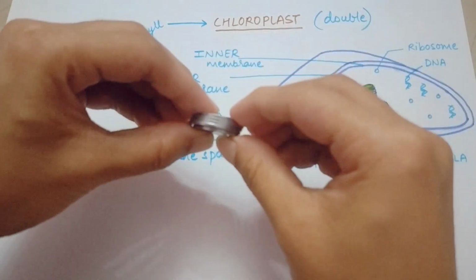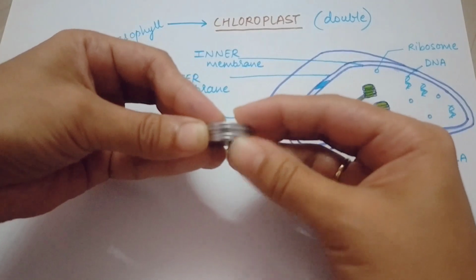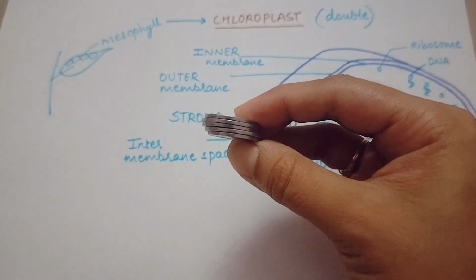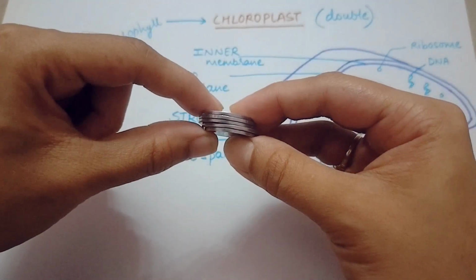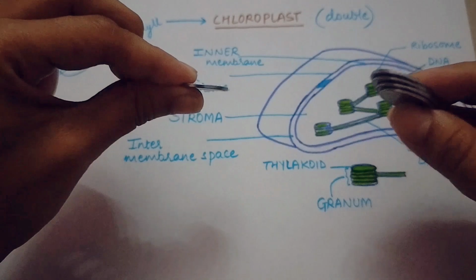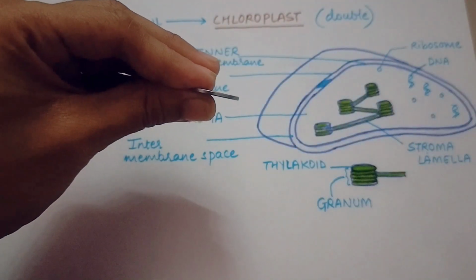See, if you consider this part, these are the coins which I have taken to show you the example of how the thylakoid or granum looks. So this complete structure, this is granum. Now this individual coin, it is thylakoid. So this complete structure is granum. This individual structure is a thylakoid.